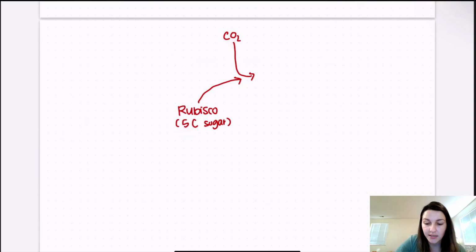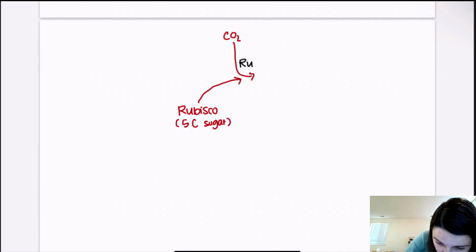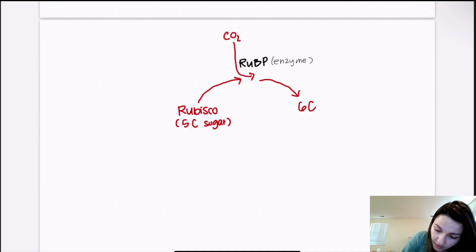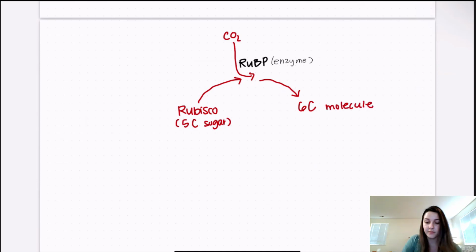there's an enzyme involved in this process. That enzyme is called RUBP. That's an enzyme. Okay. So carbon dioxide and rubisco, with that enzyme, RUBP, leads us to this 6-carbon molecule. It goes away really fast, so we don't even care so much about the name today.